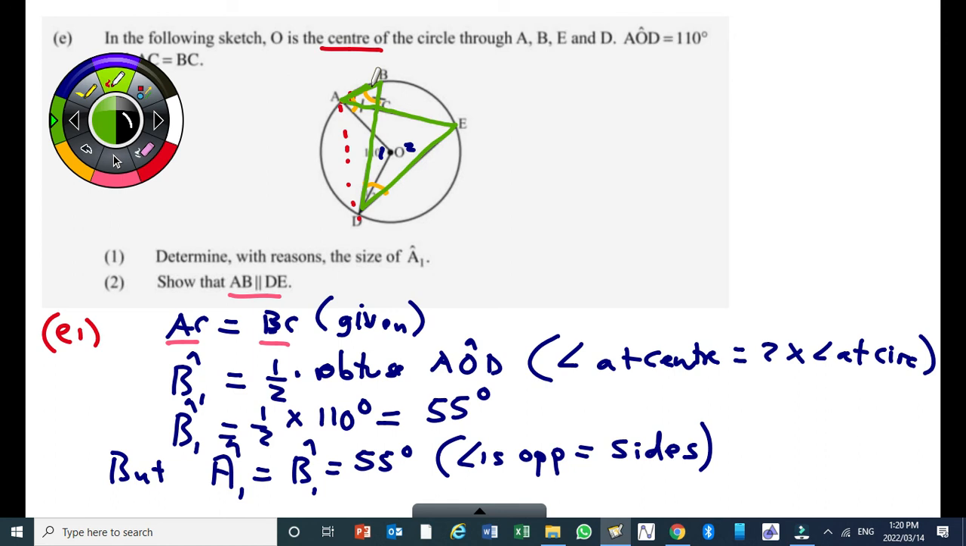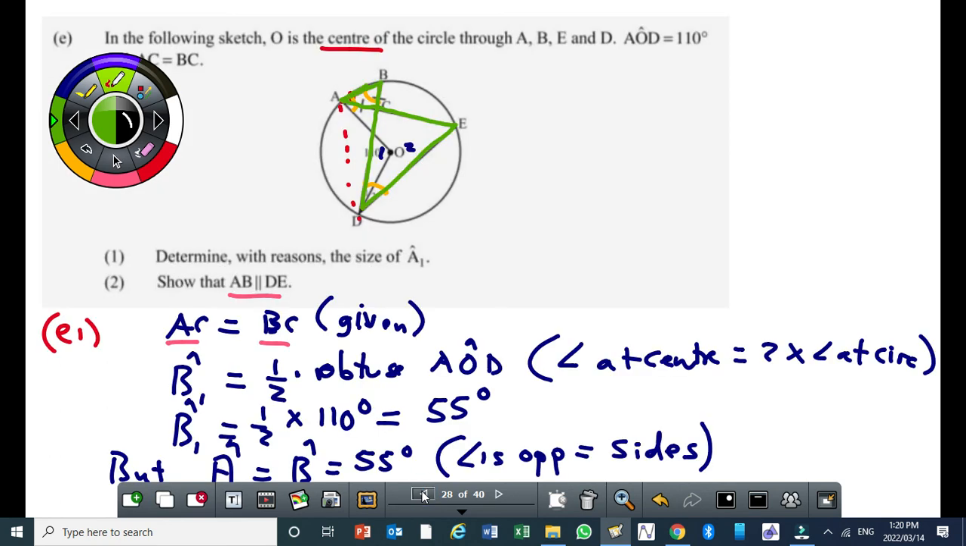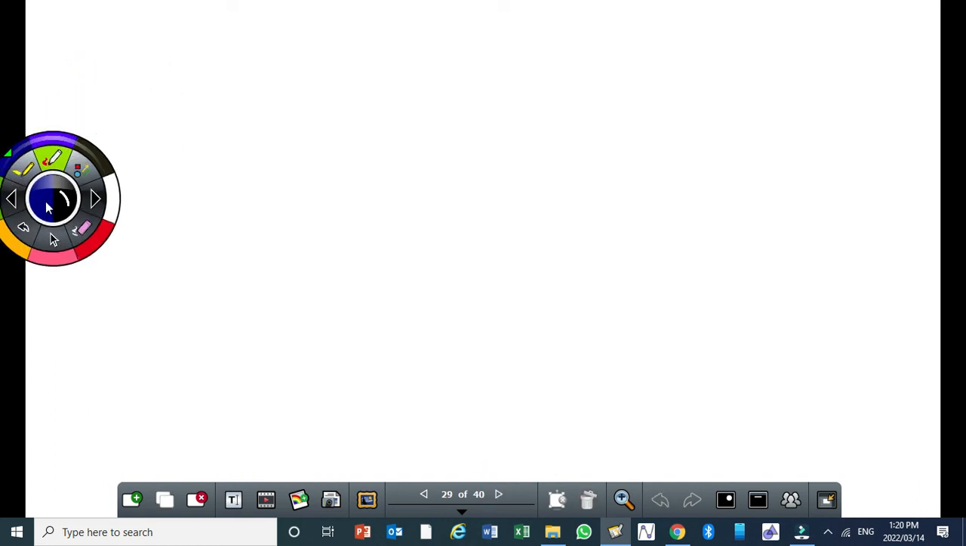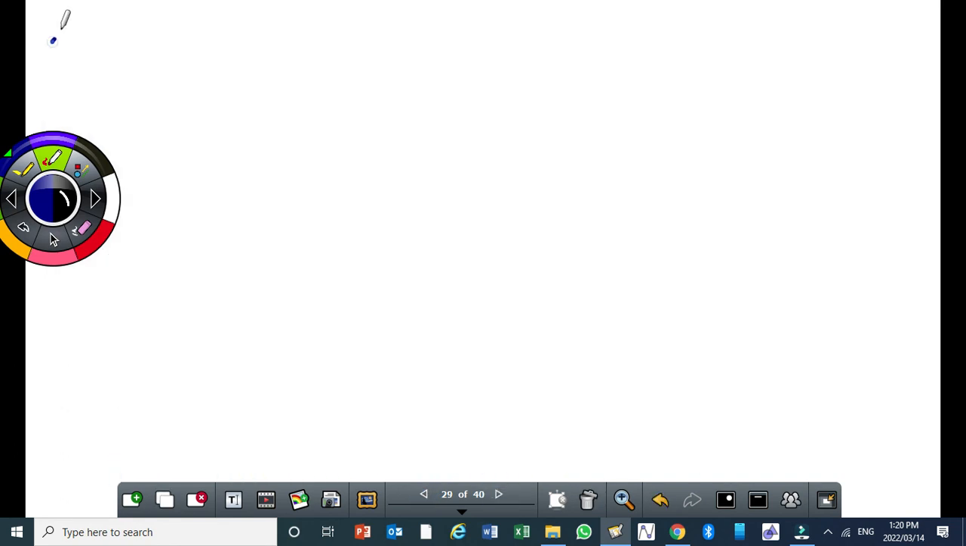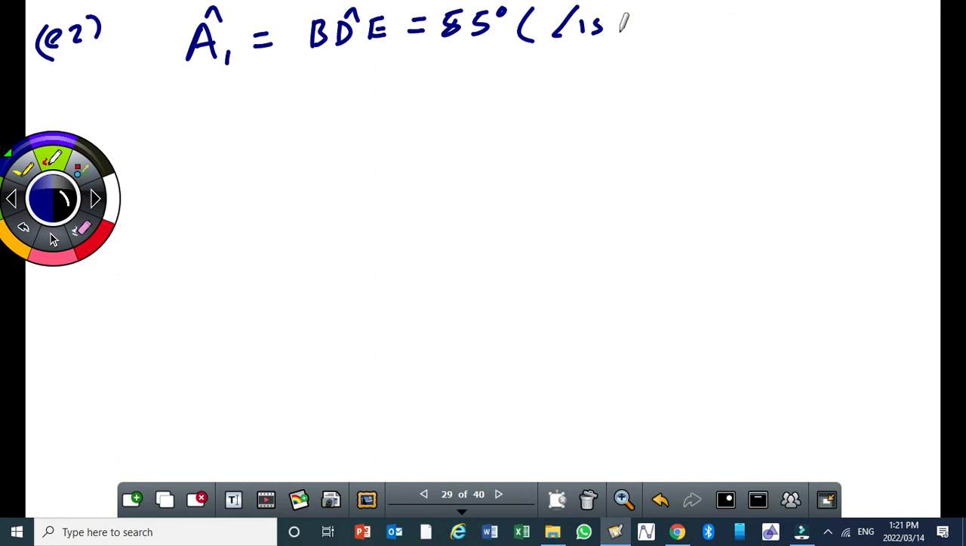Okay, so let's do that. First thing is to calculate the size of BDE. So BDE is equal to A1. So this is E2. For E2, you must say angle A1 is equal to BDE, and the reason is that the angle there is equal to 55 degrees. My reason is angles in the same segment.